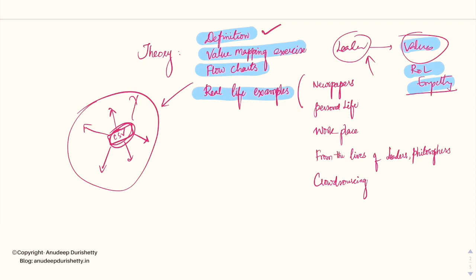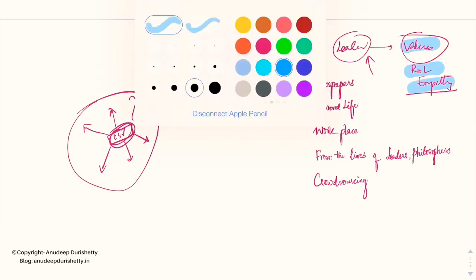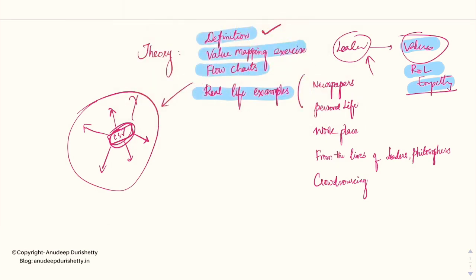For this, you need to make a database of real life examples. Without these examples, your essay can feel like theoretical rambling. So it's important that you collect them. Now, from where should you collect these examples? There are many sources. Some of the important ones are newspapers, personal life, your workplace, or from the lives of great leaders, philosophers, and administrators, or even you crowdsource from your peers and other aspirants.